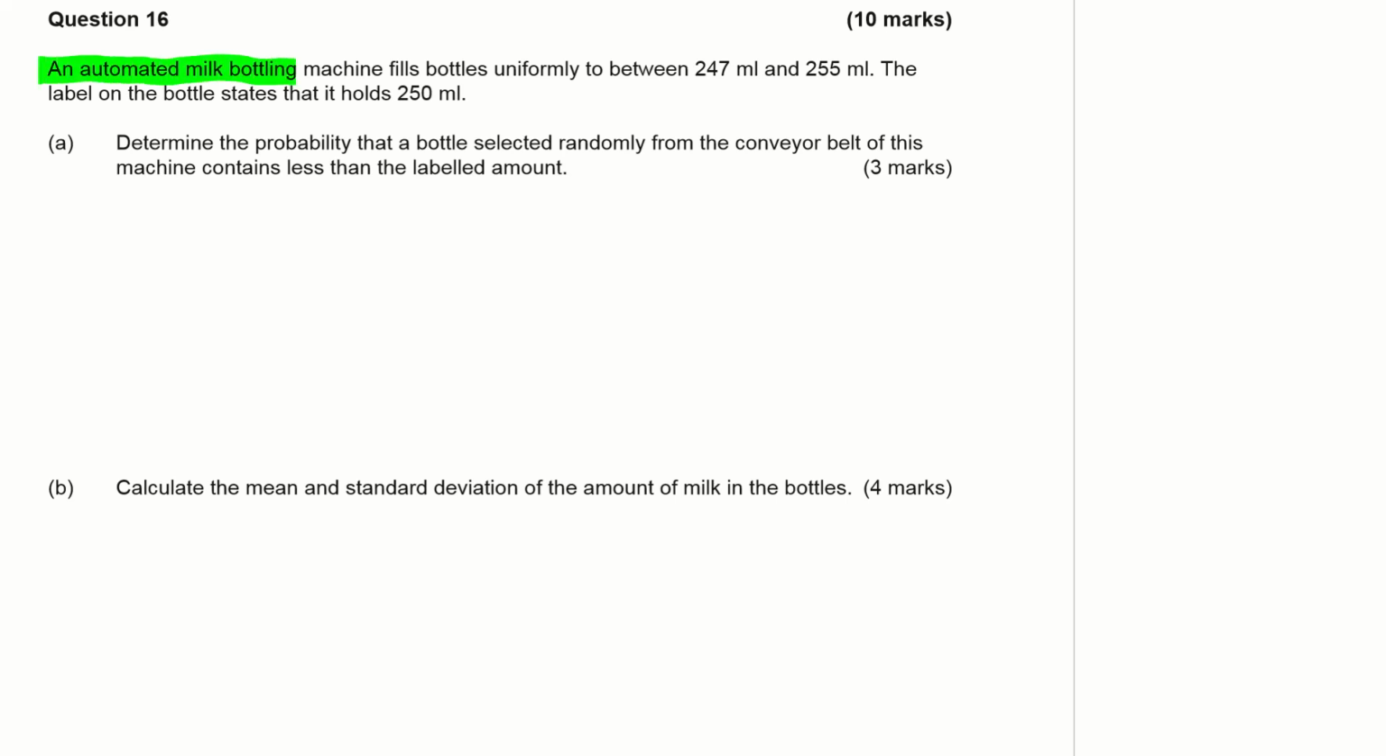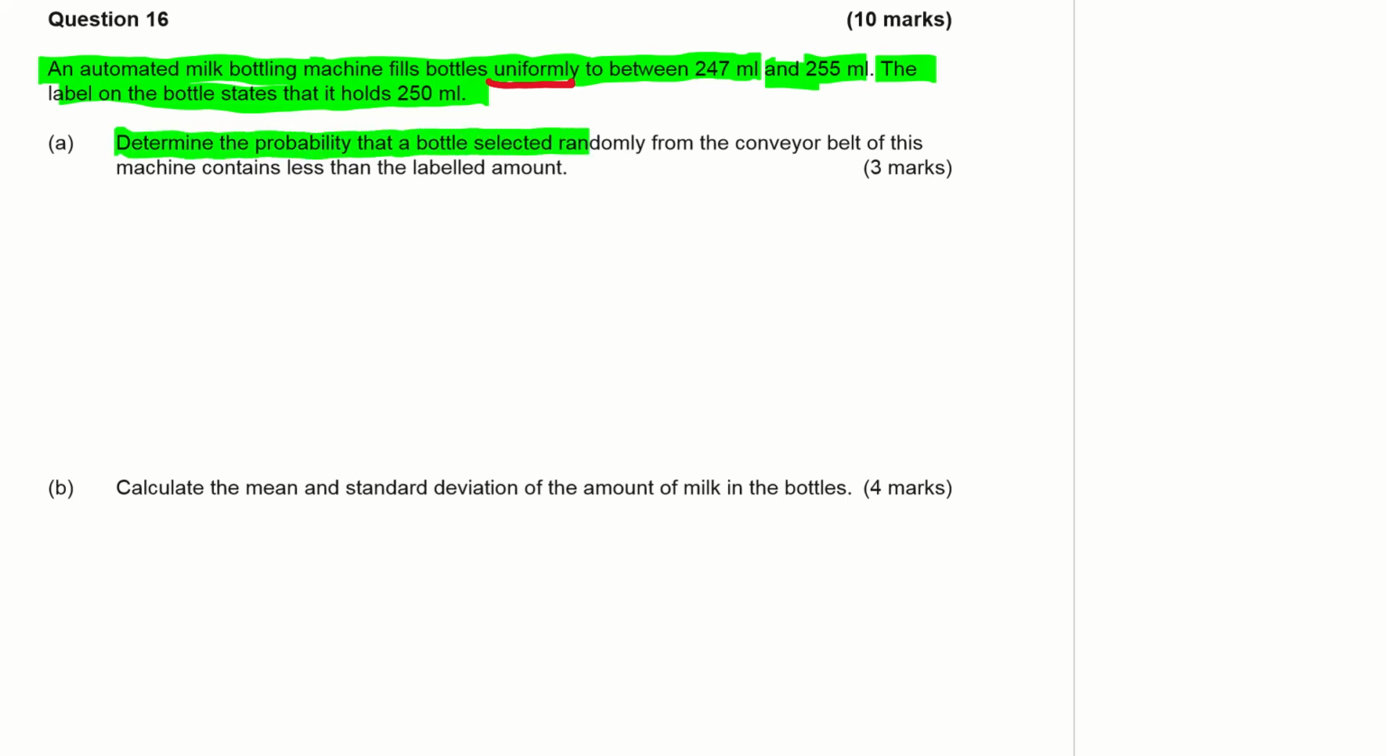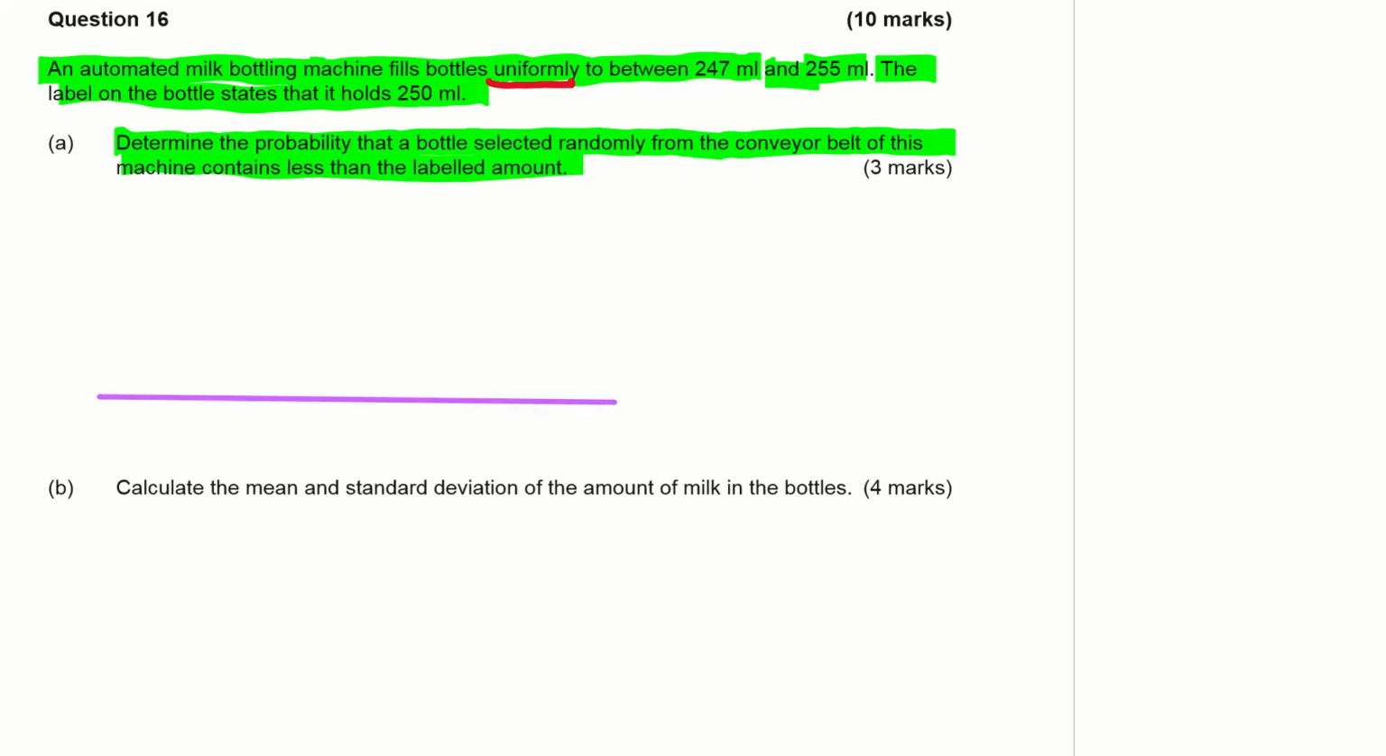An automated milk bottling machine fills bottles uniformly to between 247 milliliters and 255 milliliters. The label on the bottle states it holds 250. So note there it was a uniform distribution. Determine the probability that a bottle selected randomly from the conveyor belt of this machine contains less than the labelled amount. Now I'm going to do a quick sketch of the distribution.